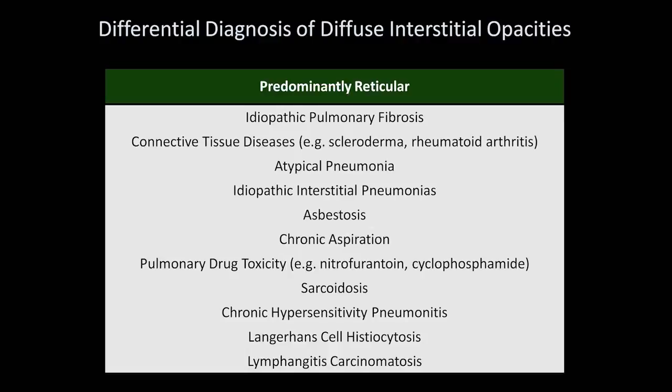As I said, the differential diagnosis is very long. In some cases, there may be subtle clues pointing towards one diagnosis over others, such as the presence of pleural plaques suggesting a reticular pattern is due to asbestosis. However, for the most part, most of these diseases are indistinguishable from one another on plain radiographs.